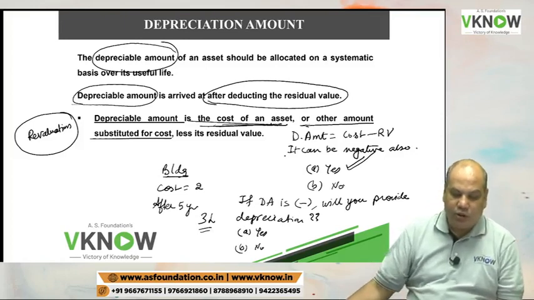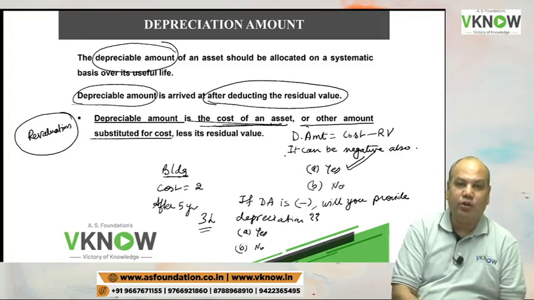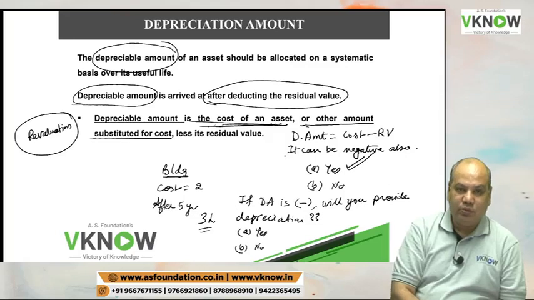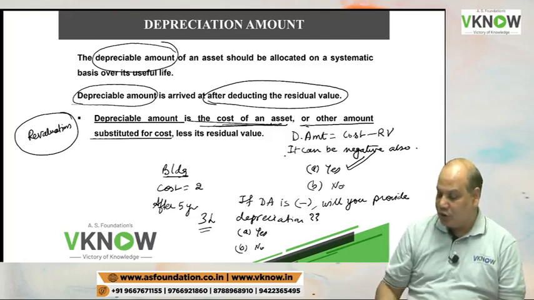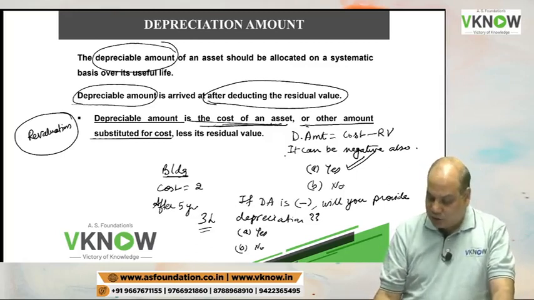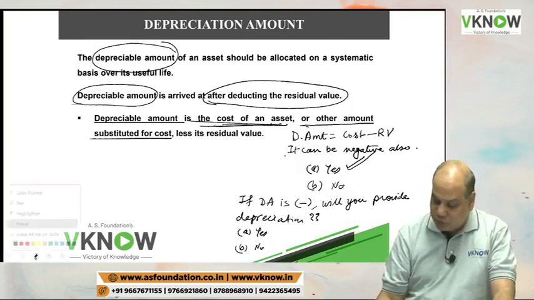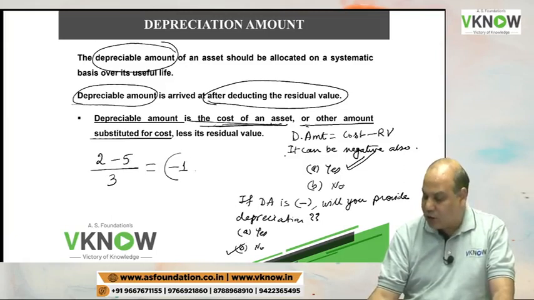If the depreciable amount is negative, it can be negative when residual value is more than the cost. Possible. In case of assets like building, the residual value is sometimes more because the value of the building appreciates very fast. So my question is, the intelligent student will answer, if your depreciable amount is negative, will you still provide depreciation? So this time you should say no. Suppose it is 2 minus 5, remaining life 3 years, minus 1 can't be depreciation.